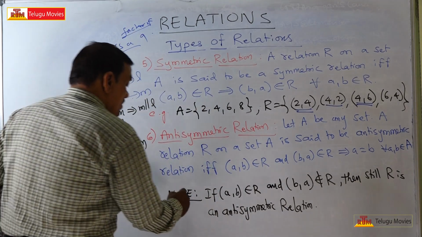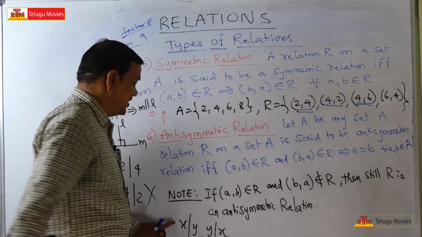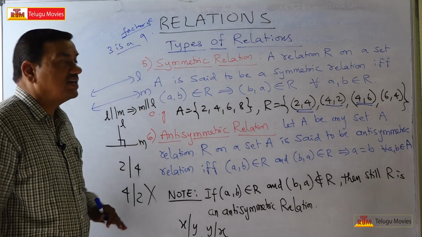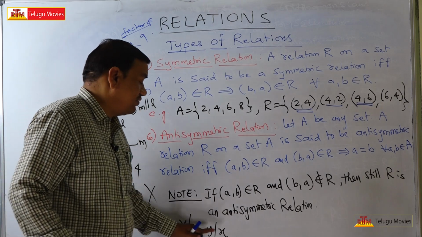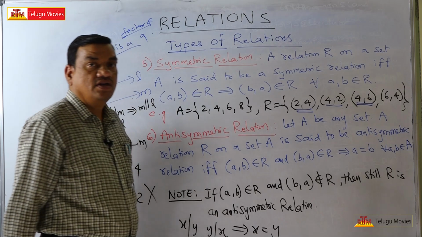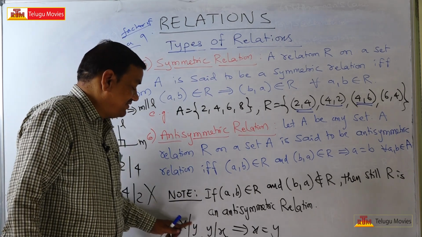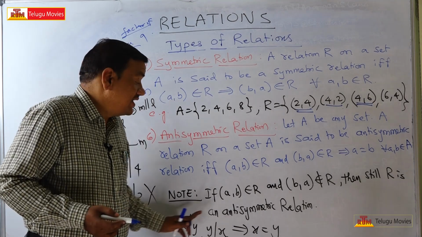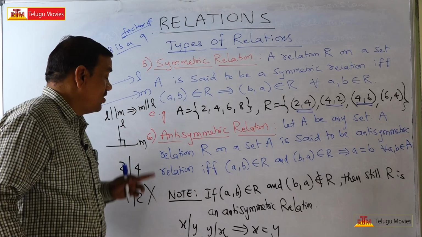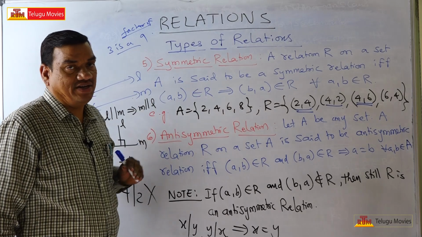For example, X divides Y and Y divides X. It is not a symmetric relation. If X divides Y and Y divides X, is it not X is equal to Y? Therefore, divides is an anti-symmetric relation, whereas divides is not a symmetric relation.